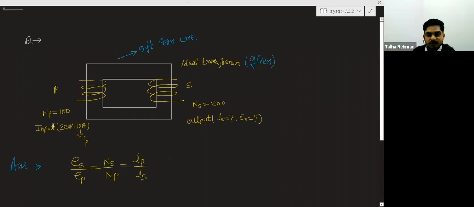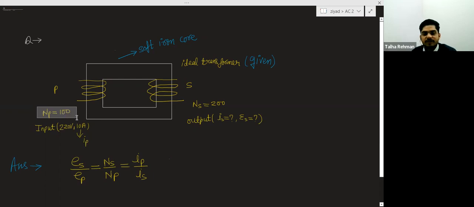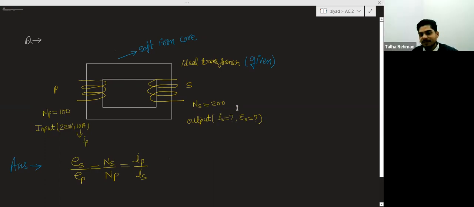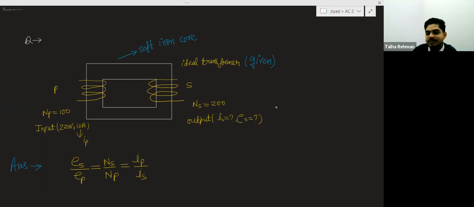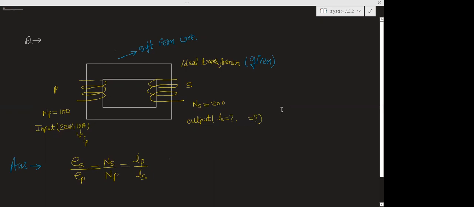Now input is given. We are giving 220 volt to the primary winding, and 10 ampere is the input current. The number of turns in the primary winding is 100, and the number of turns in the secondary winding is 200. We have to find the current in the secondary winding and the EMF in the secondary winding. This is the input, this is the output. At the secondary winding we get the output. So this is ES.